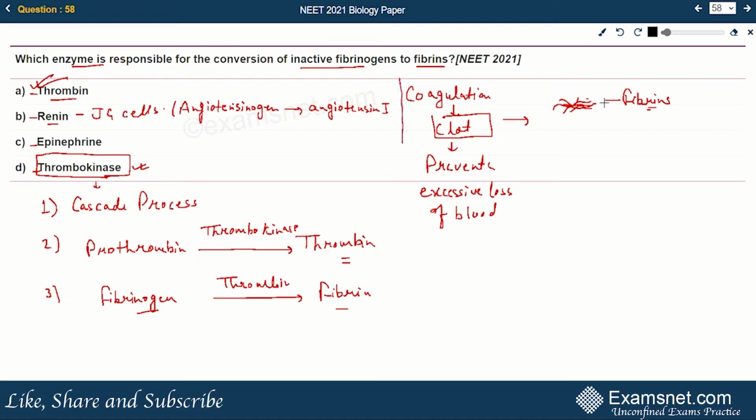Okay. And what is epinephrine? Epinephrine is also known as adrenaline, and it is secreted by the adrenal medulla in response to stress of any kind or during any kind of emergency. Okay, so I hope you understood this.